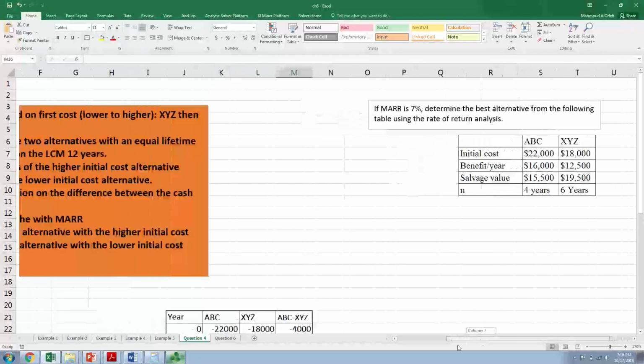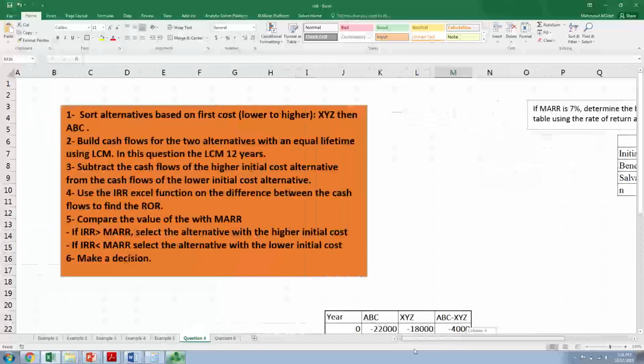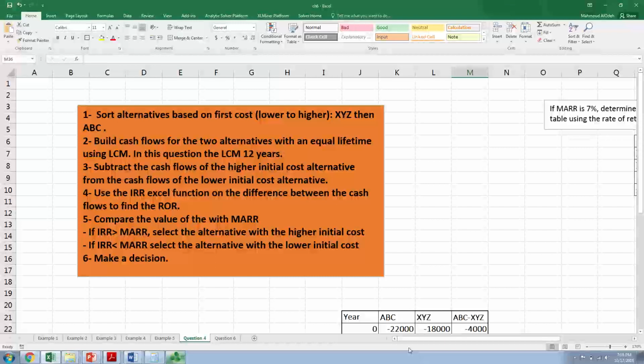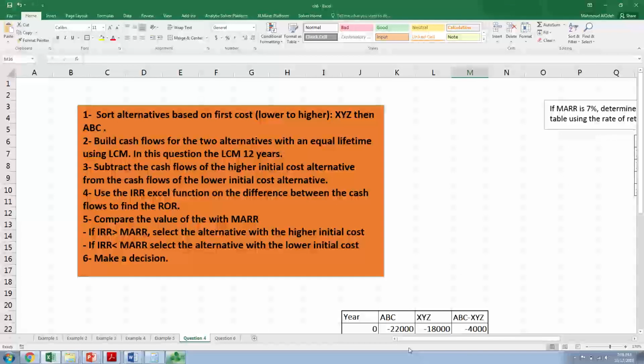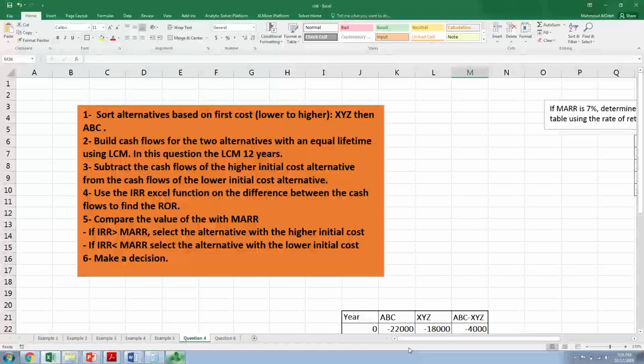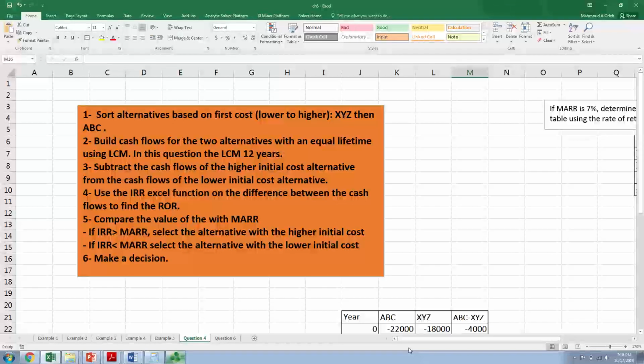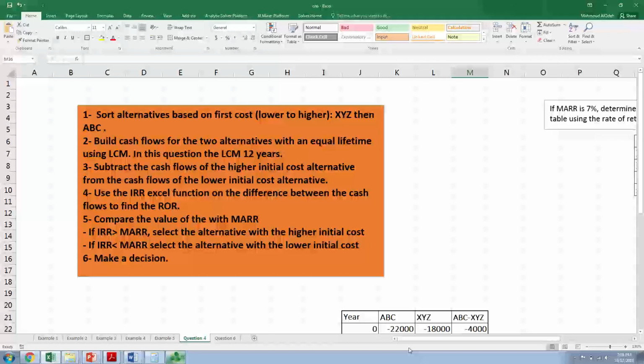And if you see these steps, these steps are included in the textbook. If you go to the chapter, you will see these steps. But just one more time, we're gonna follow these steps. Step number 1, we have to sort the alternatives based on the initial first cost, lower to higher. So if we rank them, we say XYZ first, and then that would be ABC.